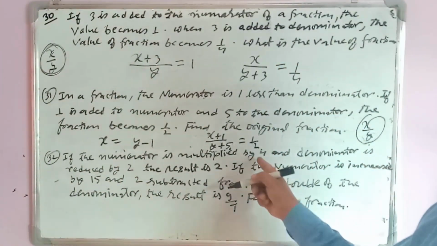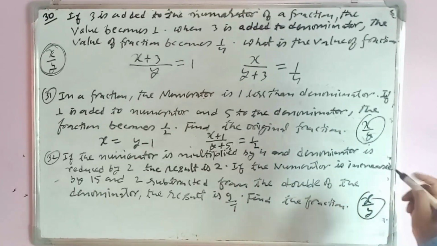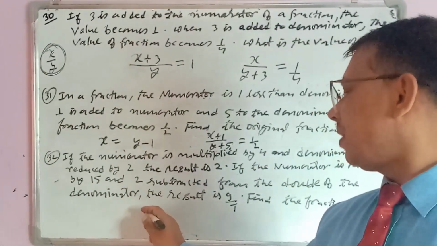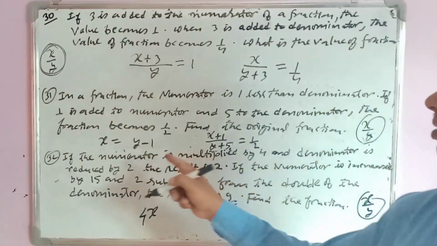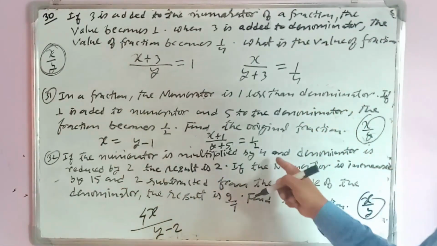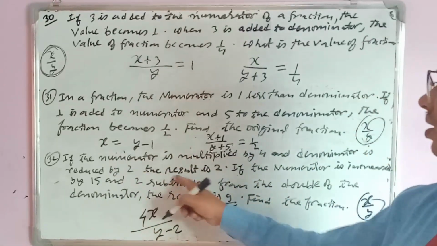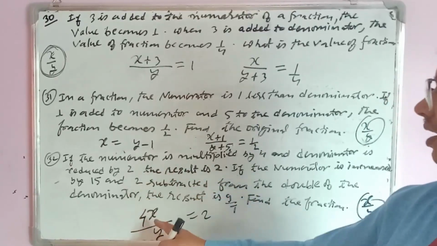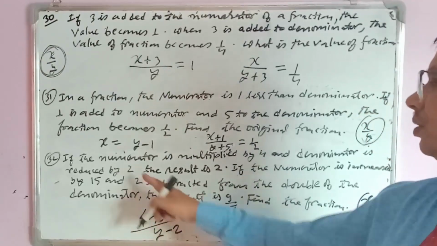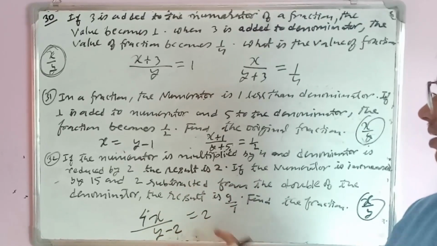Question number 32. Let the fraction be x by y. Case 1. If the numerator is multiplied by 4, numerator means x multiplied by 4, and the denominator y reduced by 2, the result is 2. So 4x over y minus 2 equals 2. Cross multiply: 4x equals 2y minus 4.